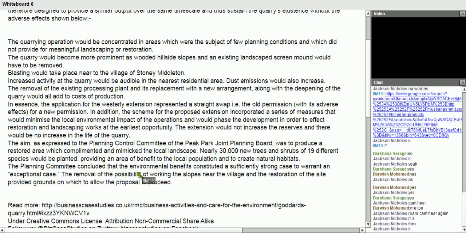The planning committee concluded that the environmental benefits constituted a sufficiently strong case to warrant an exceptional case. The removal of the possibility of working the slopes near the village and the restoration of the site provided grounds on which to allow the proposal to proceed.